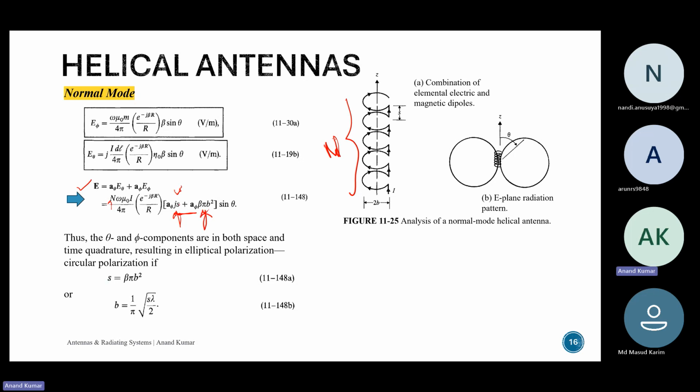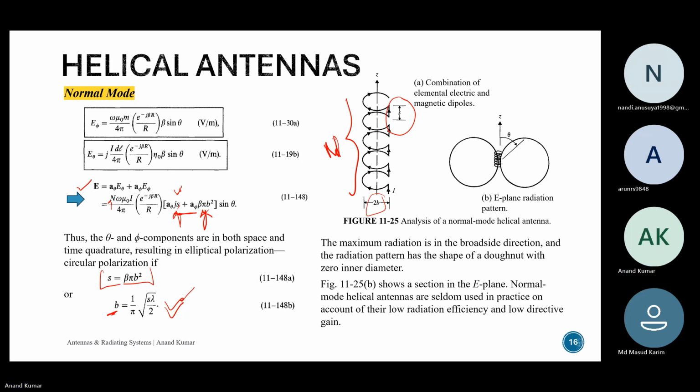So if this S is equal to beta pi b square, we will have circular polarization, which simplifying gives b equals root over S lambda by 2. You have to make sure that this separation and the diameter of the loop follow this expression. If we do this, we will have circularly polarized waves from the helical antenna.